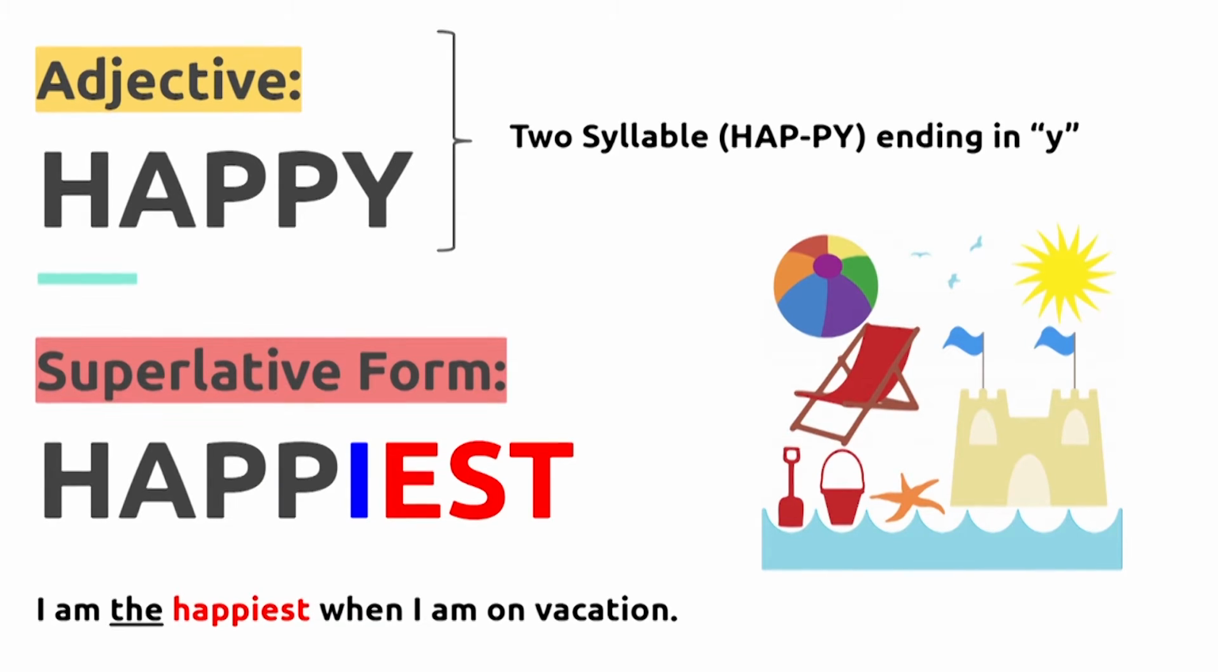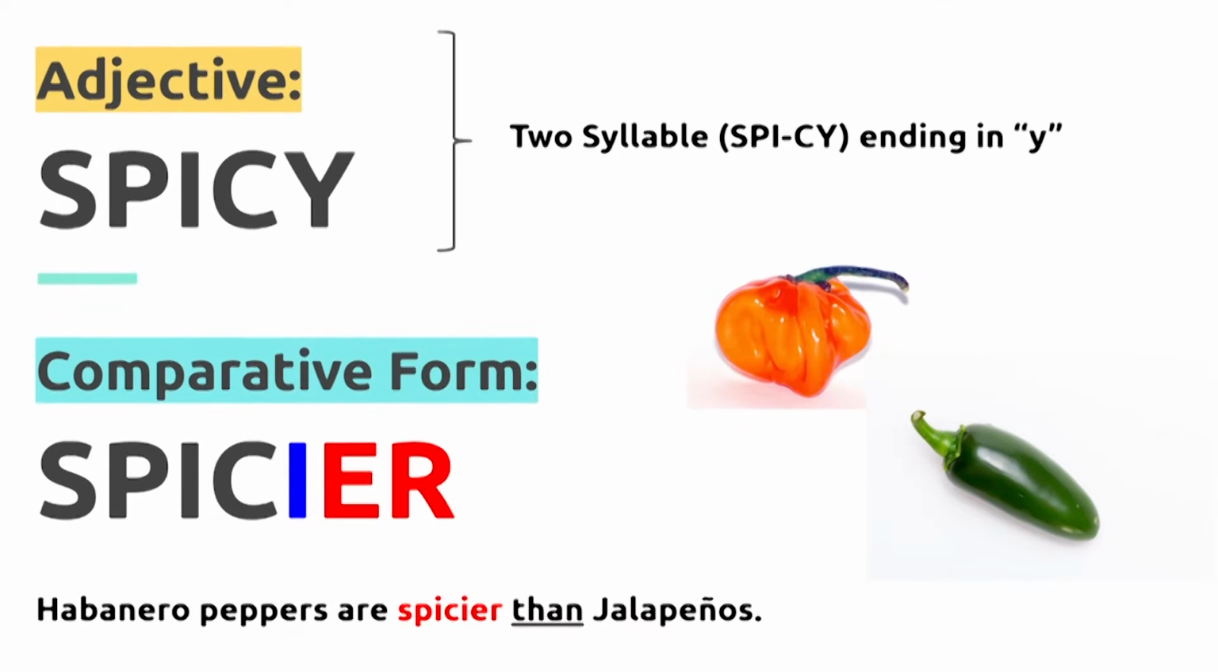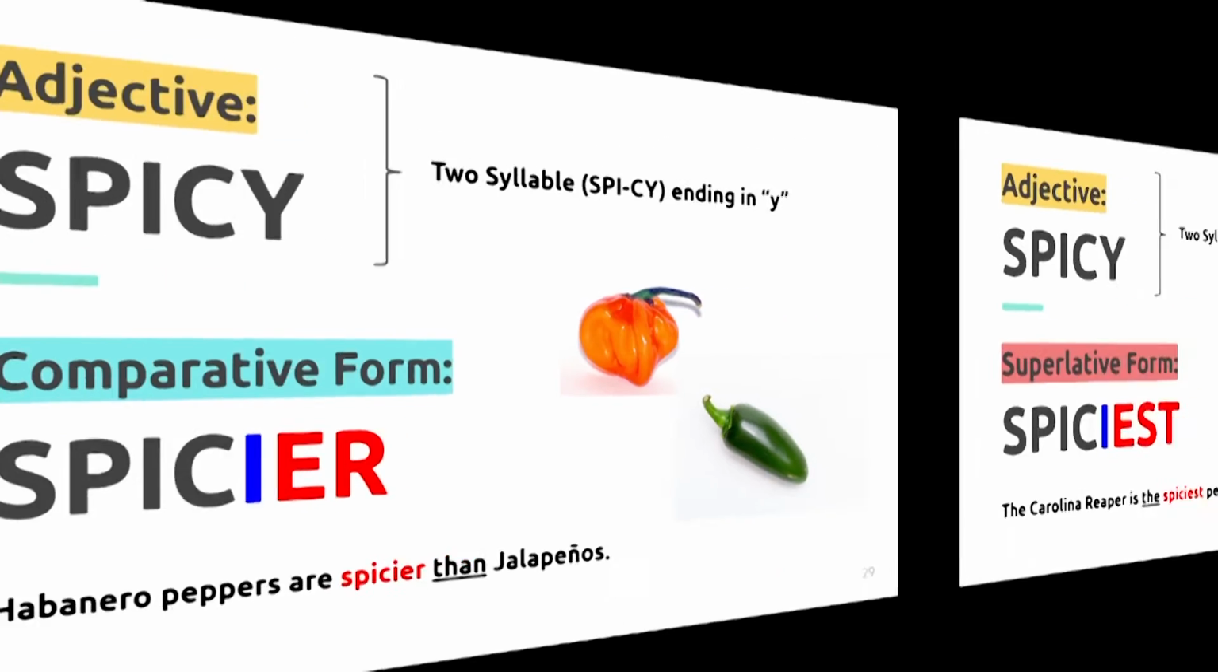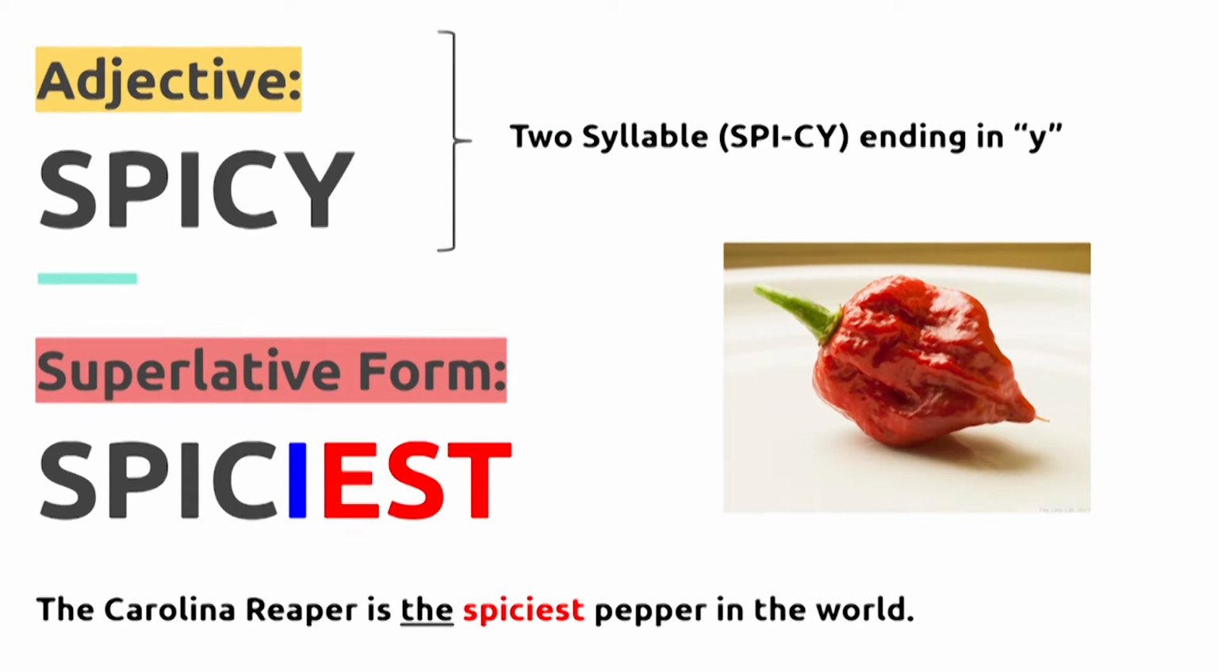If I want to share when I am the happiest, I can say I am the happiest when I am on vacation. Amongst all the situations that I could possibly be in, I am the happiest when I'm on vacation. In order to write that in the superlative form, I drop Y, change it to I, and add est. Another example would be spicy. Habanero peppers are spicier than jalapenos. At the same time, the Carolina Reaper is the spiciest pepper in the world.